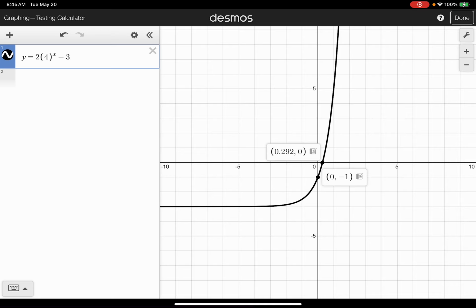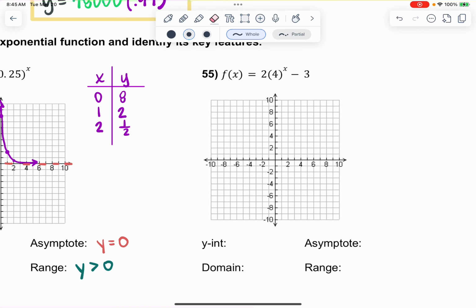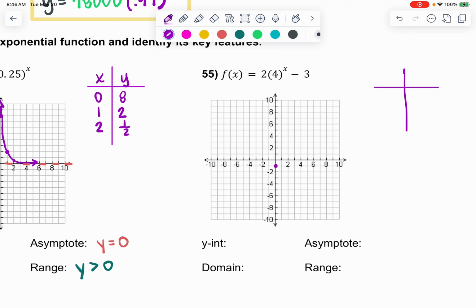So let's just go pick some points there. I've got 0, 1, 0.292. Yikes. All right, here we go. I'm going to go back up here. Okay, so we know our asymptote is at y equals -3. If you want to make an XY table for this guy as well, you totally can. Our numbers are going to get pretty big pretty fast though. So just let you know.